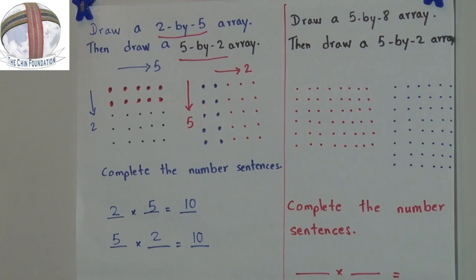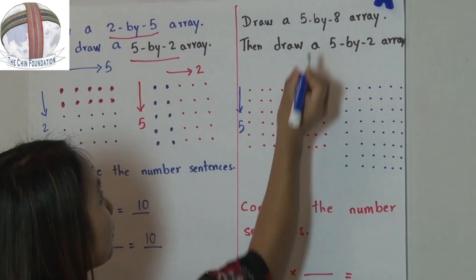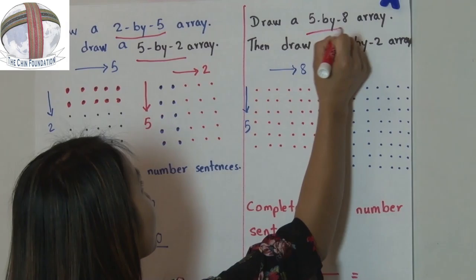Next one. Draw a 5 by 8. 5 by 8. Okay. Use a different color.